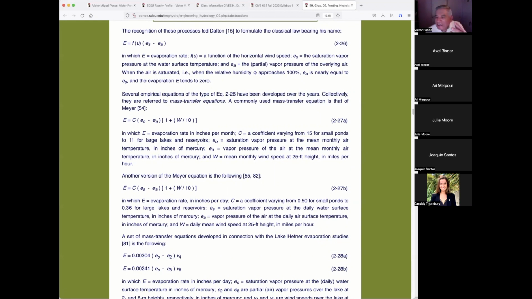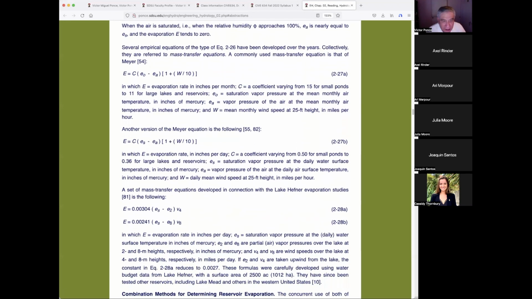So this is a 1.5 in our hierarchy of methods. It's kind of empirical, but it's also kind of conceptual because it's based on the concept by Dalton. Another version of the Meyer equation is the next one. And the difference is that equation 227A is in inches per month, while equation 227B is in inches per day. But it's kind of the same thing.